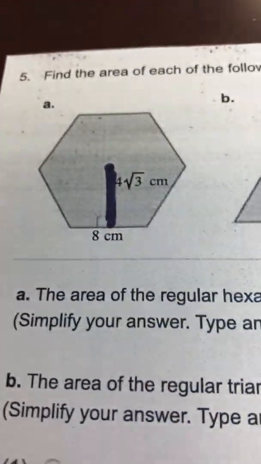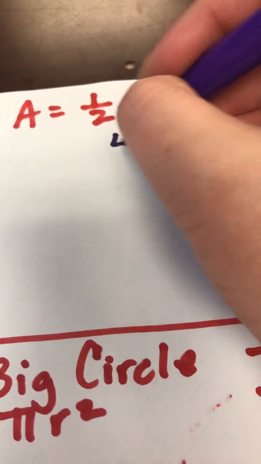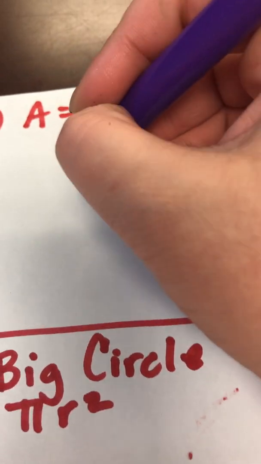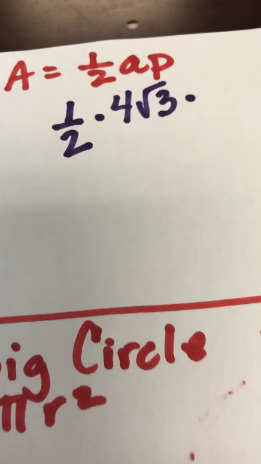Here, the apothem is this up and down segment, like the center of a circle, only it's the center of this shape. So A is 4 square root 3, and then we still are multiplying it times 1/2, and then perimeter means perimeter. So let's see here.